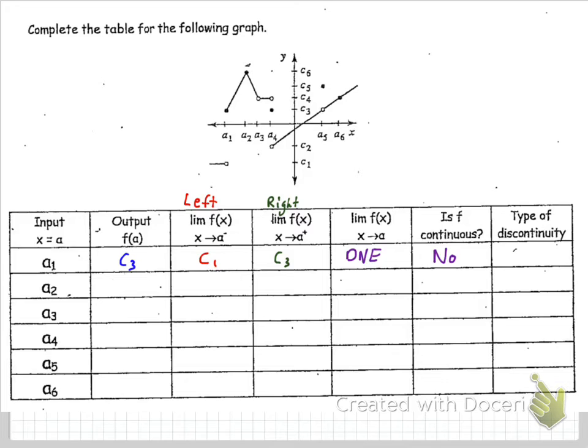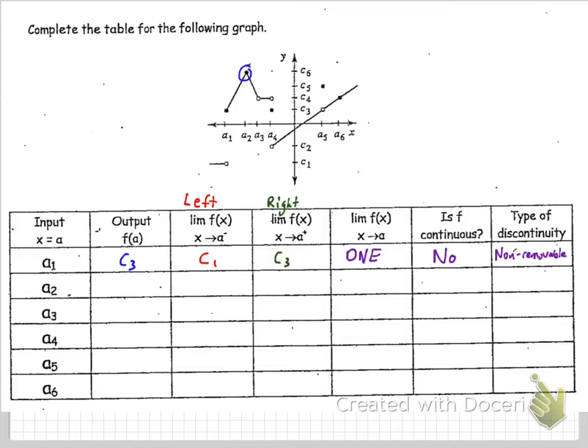What is the type of discontinuity? Well, since the limit does not exist, it is a non-removable discontinuity because you can't simply change one value and make this a continuous function. There will always be a gap or a jump between C1 and C3.